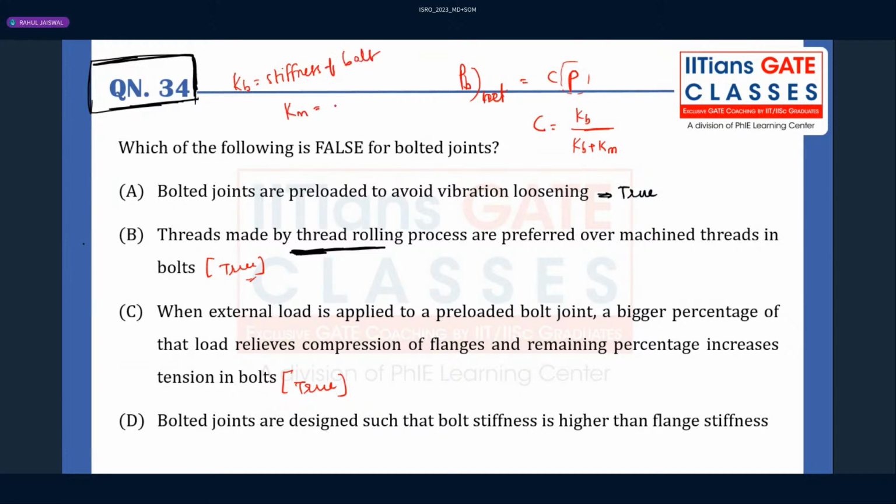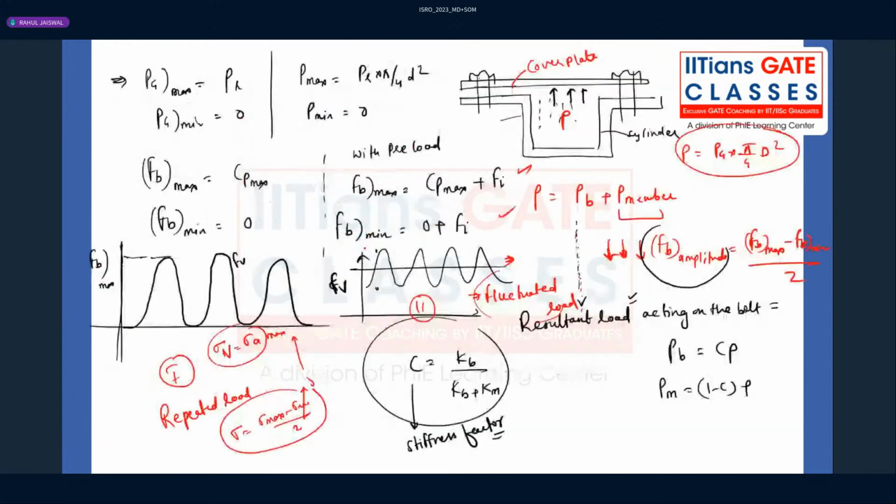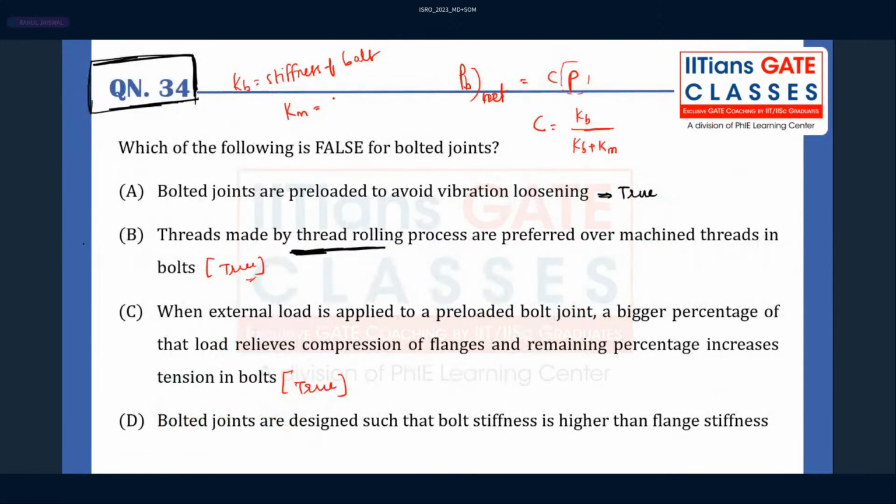Km is the stiffness of the connecting member. Connecting member means flange member. These are all what? Flange. These are flange members. See that, stiffness of connecting member.